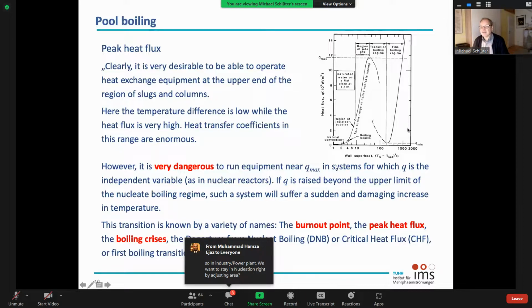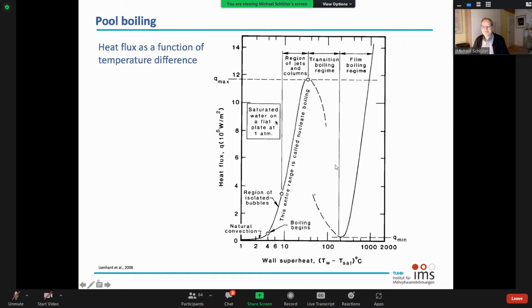There's one other question. So in industry, in a power plant, we want to stay in nucleate boiling, right, by adjusting the area. Yeah, thank you for this hint. This is also an important point. I go back. It's a very good point. So what will you do as an engineer? Probably you will try to use this area here where you have very good heat transfer performance, but it's very important to stay away from this critical point. So probably you will go here to a heat flux of, let's say, 8 or 10 watts per square meter, but not higher, to be sure that just by chance you don't overcome this point.